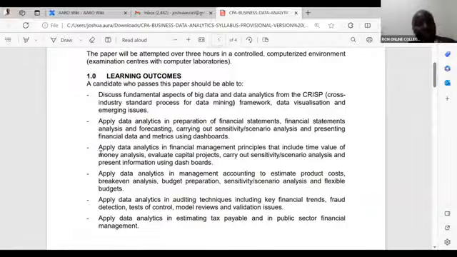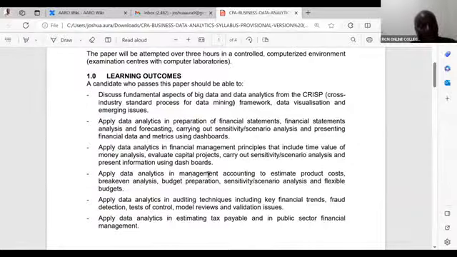Applied data, this is learning outcome 3. Apply data analytics in financial management principles that include time value of money, all right? Evaluation of capital projects, like last semester they gave us, evaluation of capital projects using the NPV approach. We shall also be required here to carry out sensitivity analysis, scenario analysis, and present this information in a dashboard, a summary.